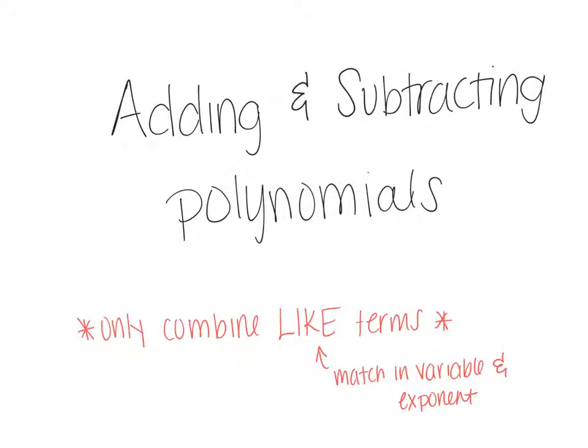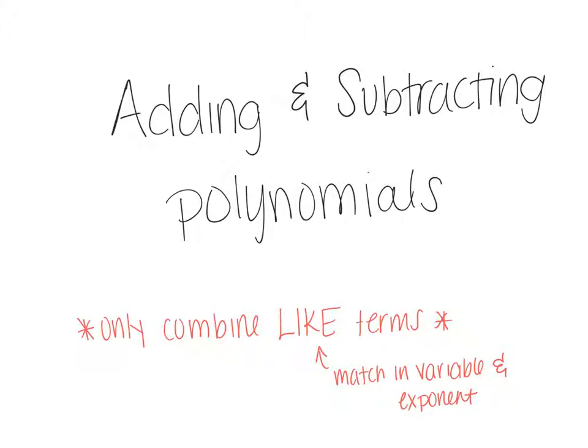So we're continuing our study of polynomials. With this video, we're going to be adding and subtracting polynomials. So you're going to just be doing addition and subtraction with polynomials, meaning that you have positive whole number exponents. So the thing to remember is that you must only combine like terms. Like terms meaning that they match exactly in variable and exponent.